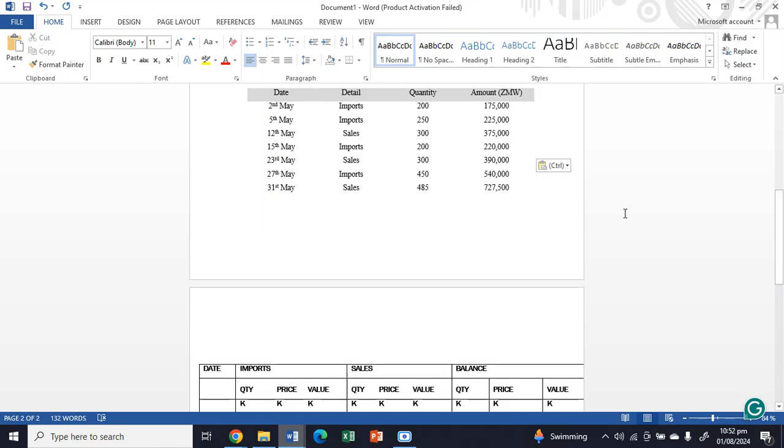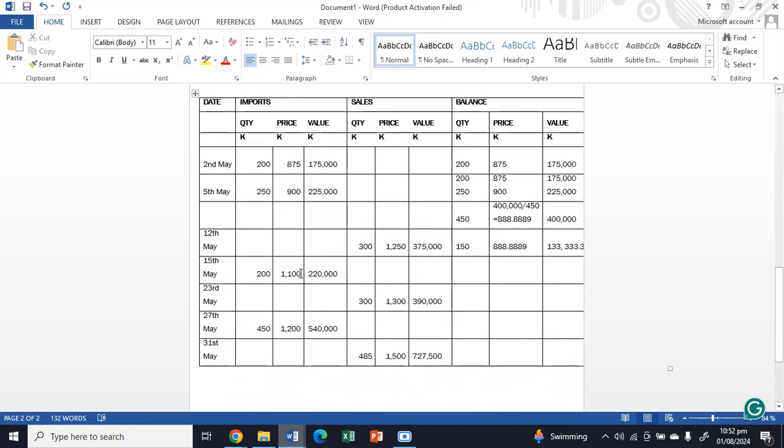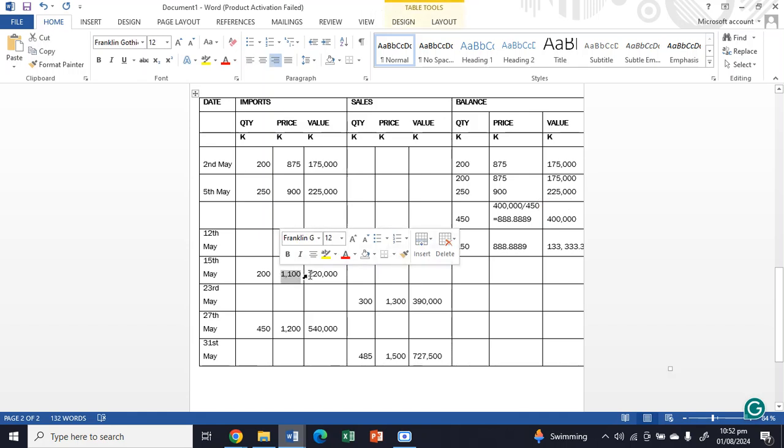15th May. We bought 200 goods, paid a total of 220,000. So each good costed 1,100. Remember, we're just dividing this 220,000 by 200. Right. So we have 150 goods, each valued at 888.889, with a total cost of 133,333.3.